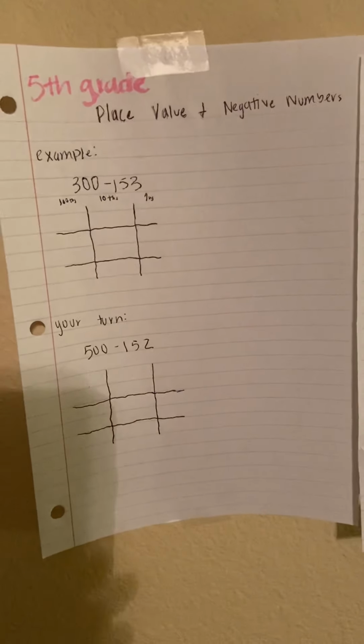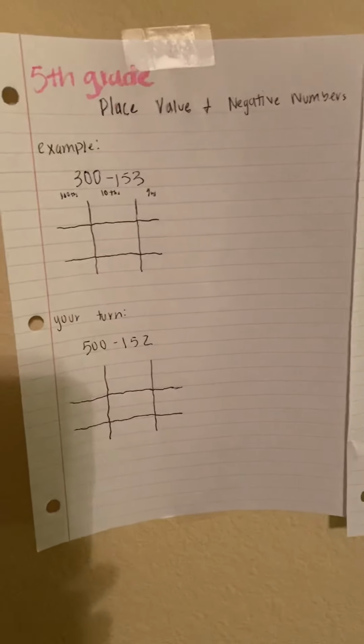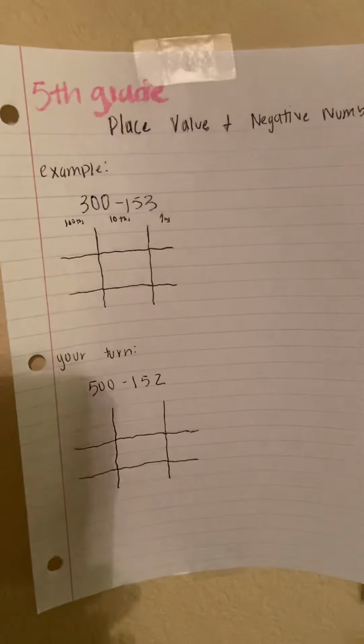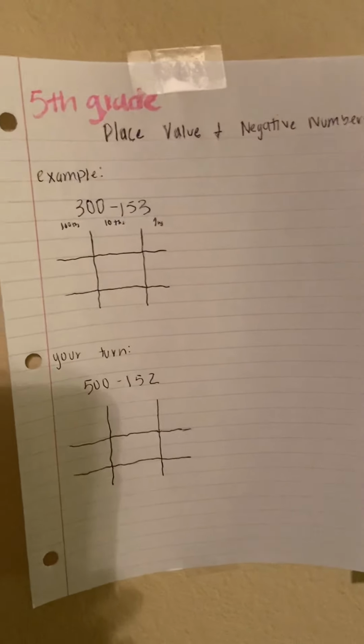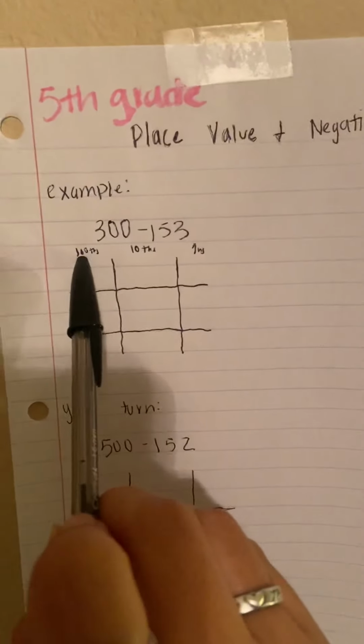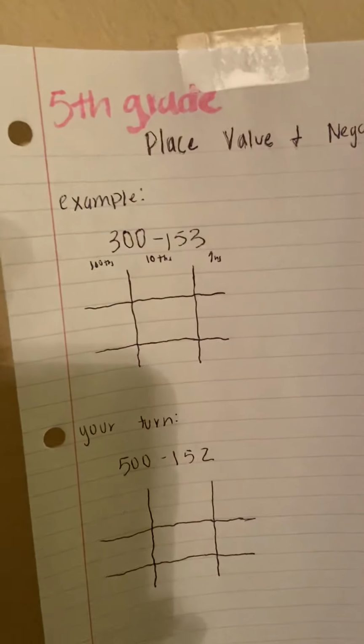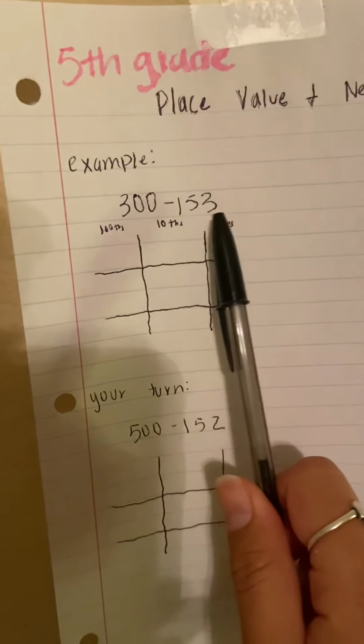Today we're going to be learning about place value and negative numbers. If we remember, just to review, when it comes to place values, we have our hundreds, our tens, and our ones place. So in this first example, we have 300 minus 153.